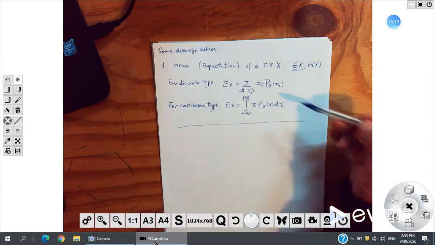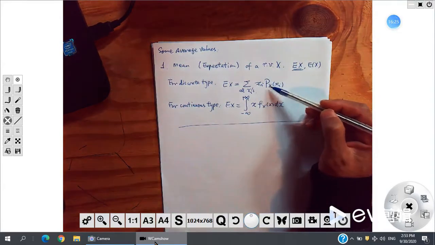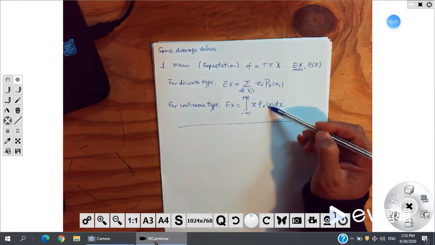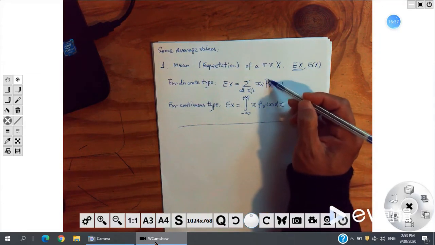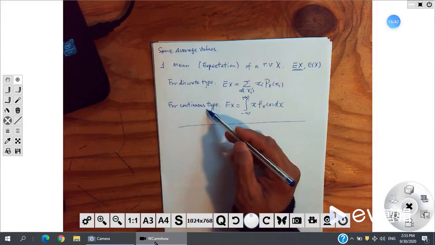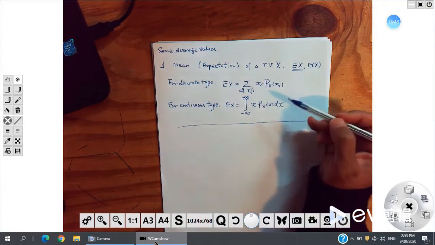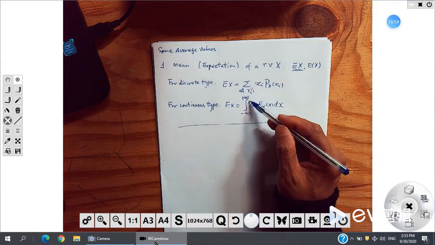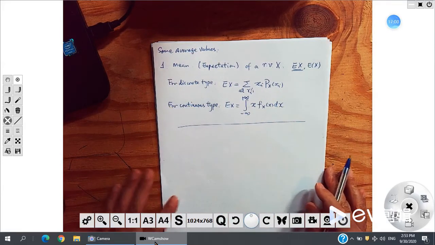Okay, first of all, you can compare the difference between these two. Here's xi and px of xi, right? This is the discrete type. And here's x and fx of x. So they are similar, just replacing the probability mass function by the density function. So the difference is just the PMF or PDF, and also a summation versus an integral. This is the definition. Then what is the meaning of that? I say this is a mean value or expectation value.